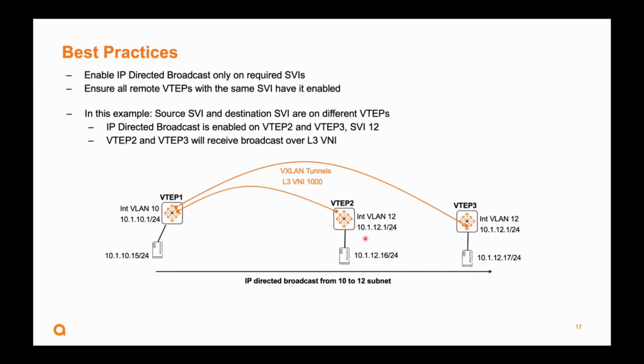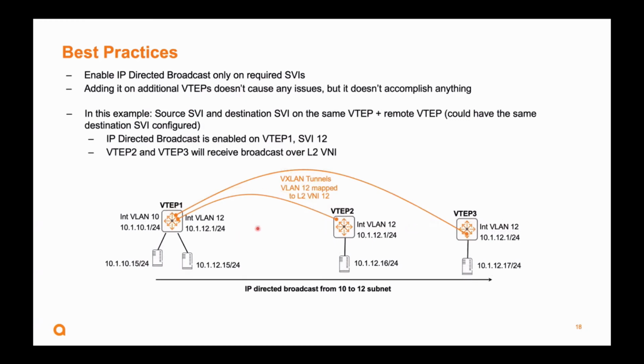In this example, you will want to configure IP-directed broadcast on VTAP 2 and VTAP 3 SVI 12, because these have the destinations. Once you enable it on both, you'll both receive the broadcast over the layer 3 VNI from this source.